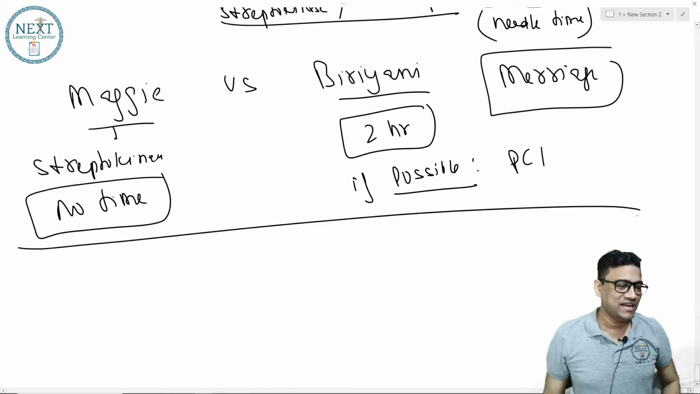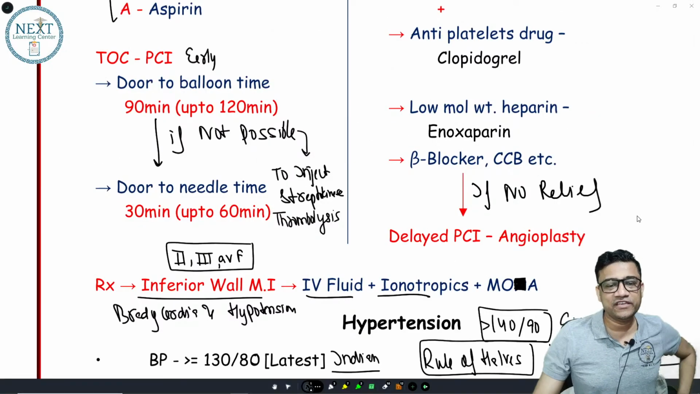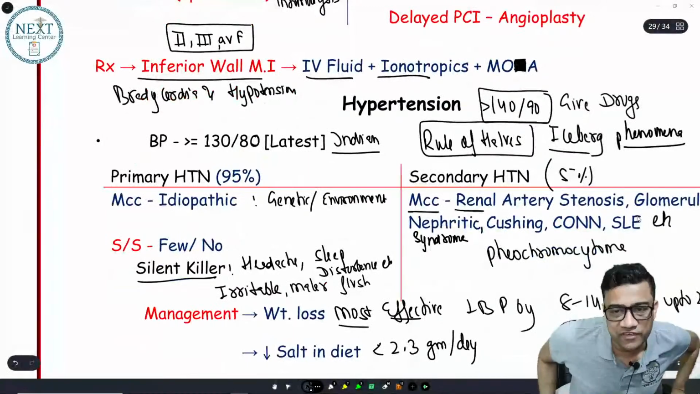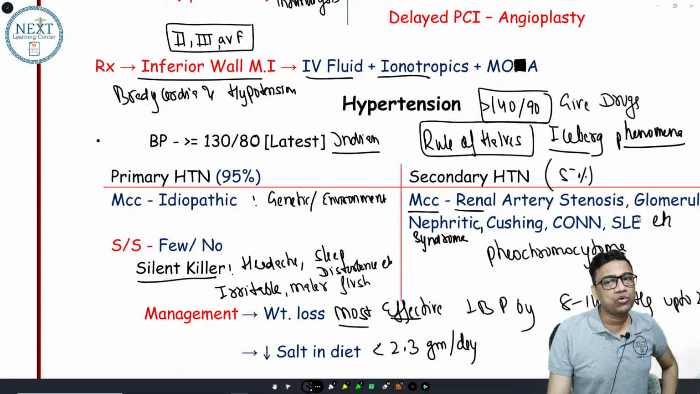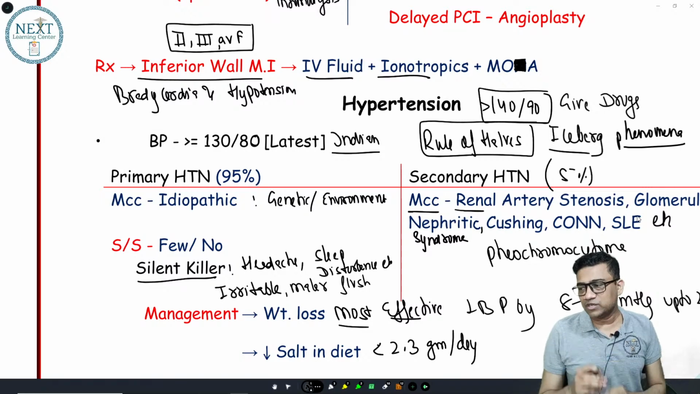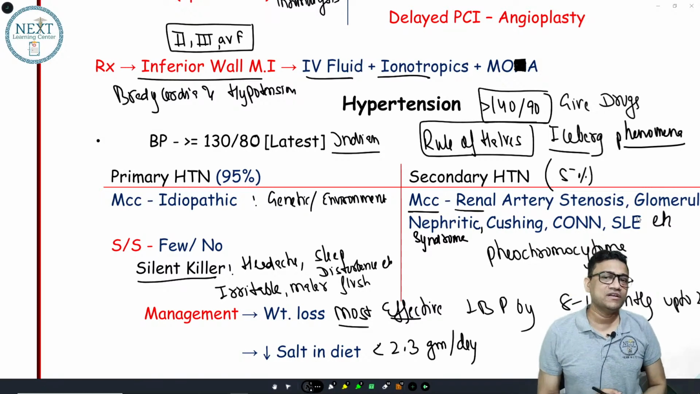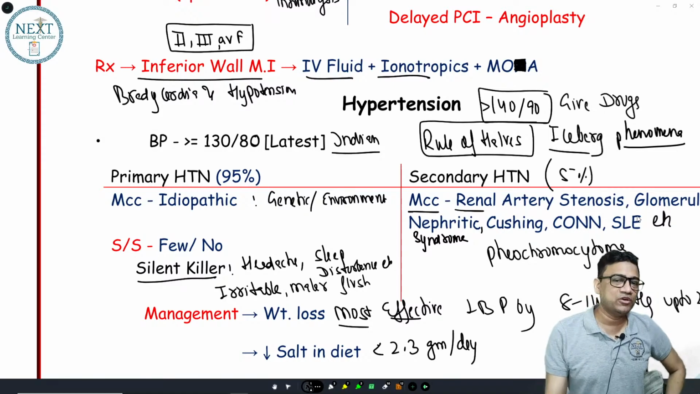चलो, everyone is clear. Now if there's an inferior wall MI, then we give IV fluids, inotropes and more. Don't give nitrates. We can give oxygen, aspirin, morphine for pain, but don't give what, our nitrates, okay. And yes, inotropes is the drug of choice.